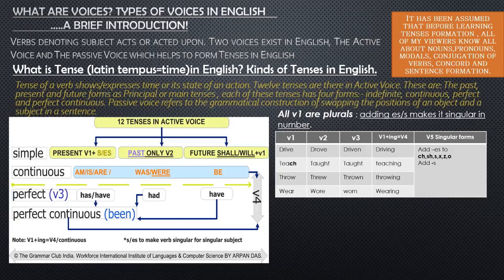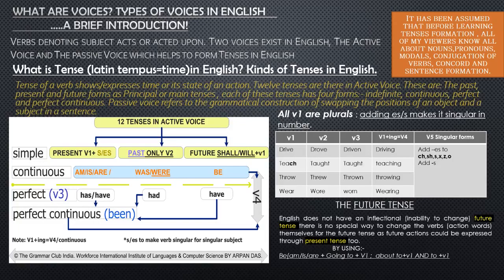Let's have some more information about the future tense. English doesn't have an inflectional future tense, that means an inability to change the verb for the future tense. There's no special way to change the verbs, the action words themselves, for the future tense, as future actions could be expressed through present tense too. Future tense could be expressed by using the be form of verb, am, is, are, plus going to plus V1, about to plus V1, and to plus V1.